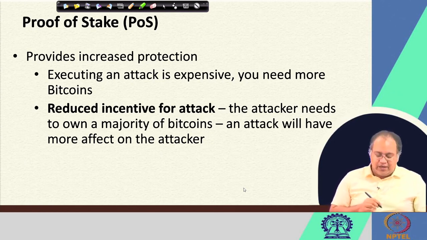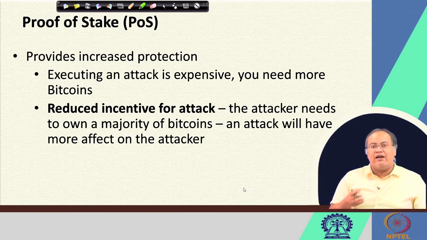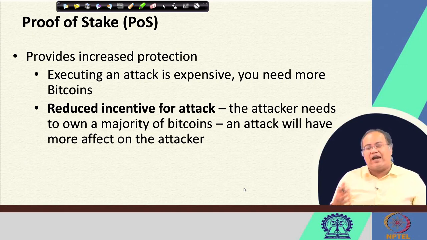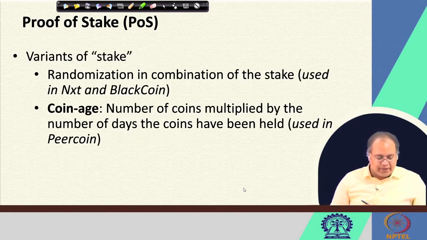So the attacker needs to own a majority of the Bitcoin to raise an attack. That way the attack will have more effect on the attacker. So rather than gaining, the attacker will possibly lose. That way it provides more protection compared to proof of work.